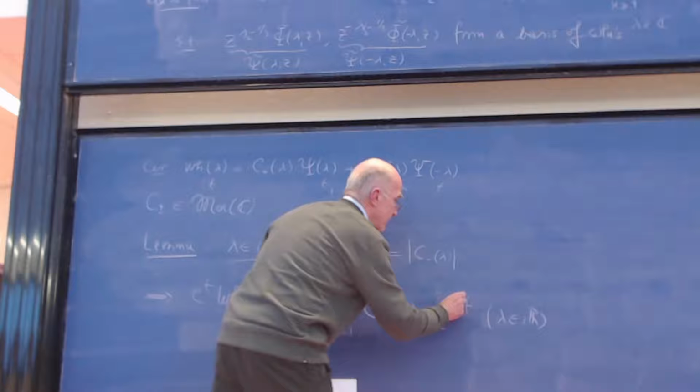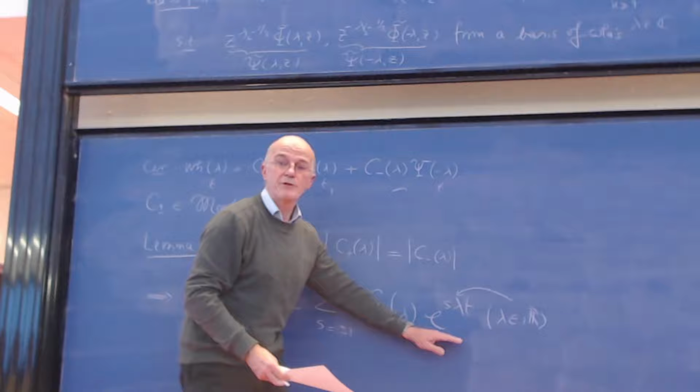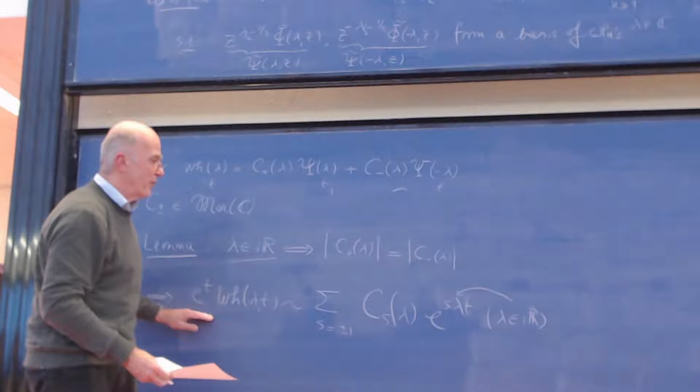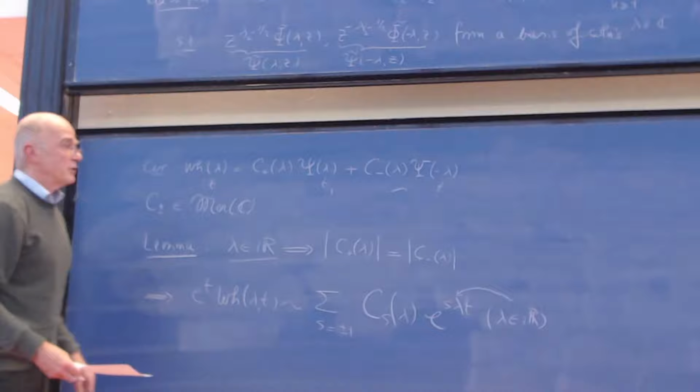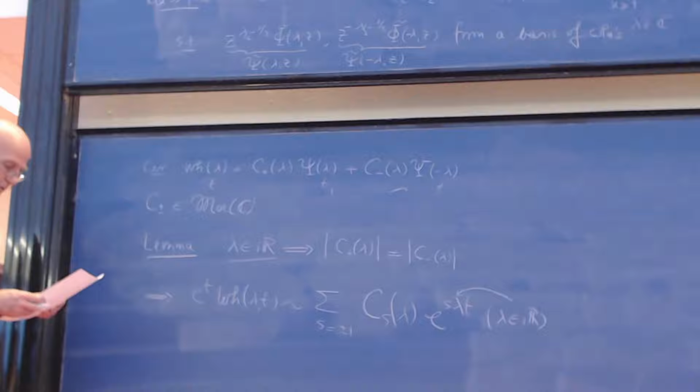So these are functions. These are basically plane waves. That means that this function asymptotically behaves like a sum of two plane waves, and each of the frequencies is represented with the same energy, given by the absolute value of the c function. So it looks like some scattering property is in the background here.